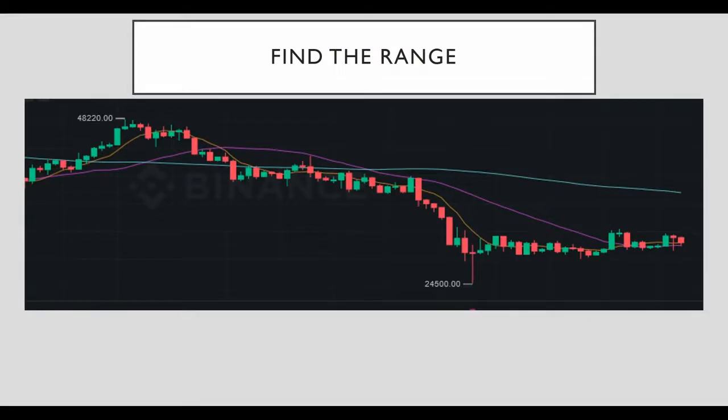Now to find the range, I just went back a couple of months into Bitcoin's history and I saw there was a 48,200 high and a 24,500 low. I actually went a little bit lower than the 24,000 mark and also a little bit higher than the 48,000 mark just to squeeze it in a little. But I could change that again if I wanted at any stage, and it's much safer than having to change it if you were at KuCoin.